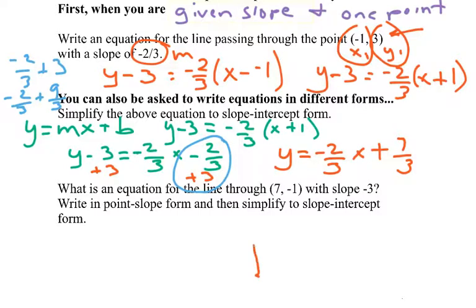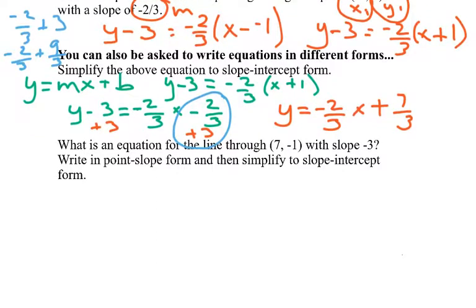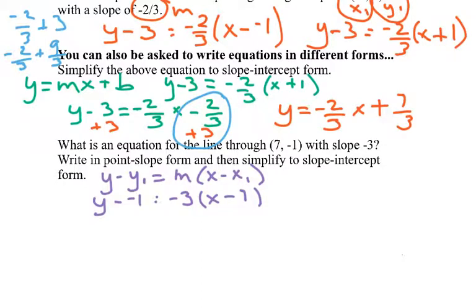Our next example says, what is an equation for a line that passes through the point 7, negative 1 and has a slope of negative 3? Write it in point slope form and then simplify it to slope-intercept form. So we're going to start out with our y minus y sub 1 equals m times x minus x sub 1. Okay, our point slope form. We are told our slope is negative 3, and we're told that the point is 7, so x minus the 7, and on this side we're going to have y minus our y coordinate.